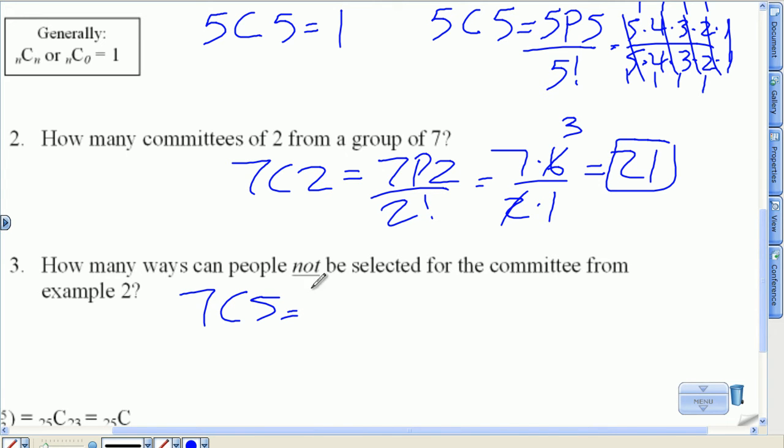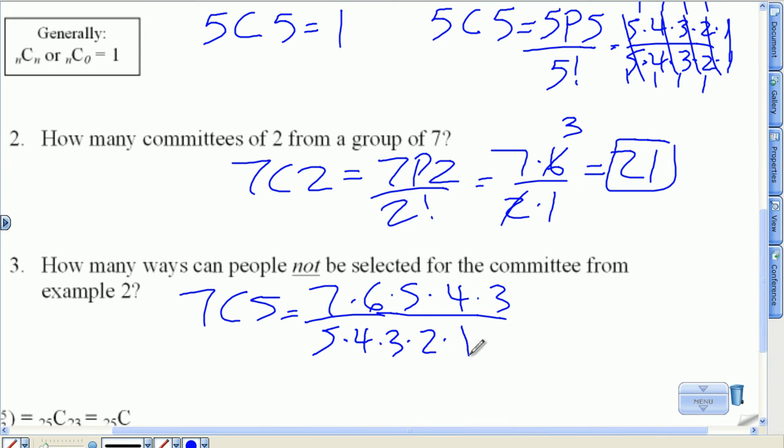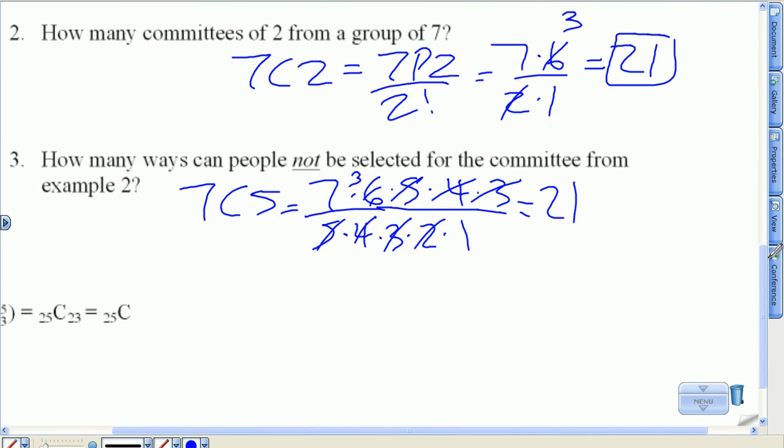So that becomes 7 times 6 times 5 times 4 times 3 divided by 5 times 4 times 3 times 2 times 1. So 5's cancel, 4's cancel, 3's cancel, 2 goes into 6 3 times, and that answer is also 21. If 2 people are chosen, that means 5 people are not chosen. 7c5 is equal to 7c2.